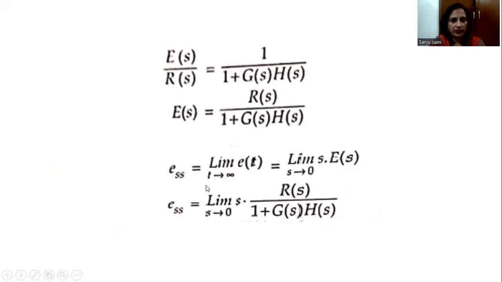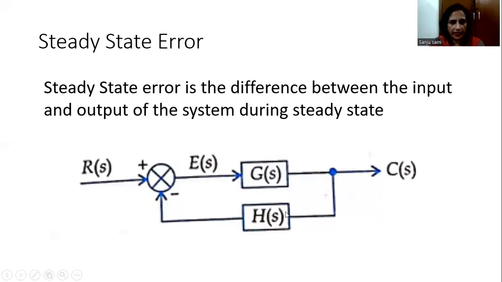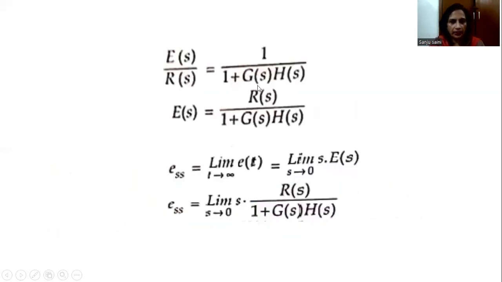So within this particular block diagram, we can write E(s) divided by R(s), because when we are defining the transfer function, we can take only two variables at a time, one input variable and one output variable. So we can calculate E(s) upon R(s) from this block diagram. It will come out to be equal to 1 divided by 1 plus G(s)H(s). Taking R(s) on the other side, we get E(s) equal to R(s) divided by 1 plus G(s)H(s).